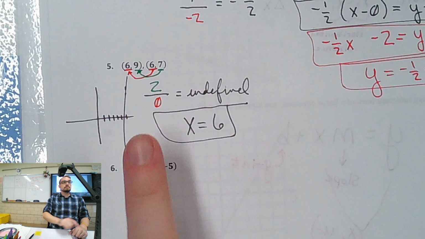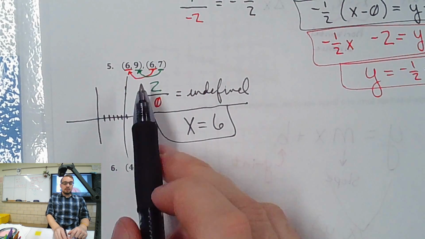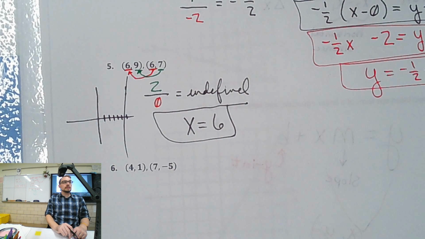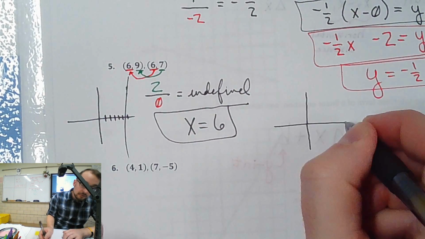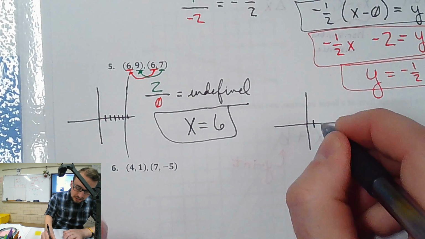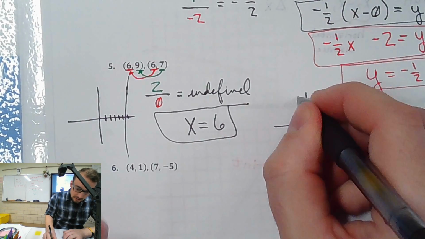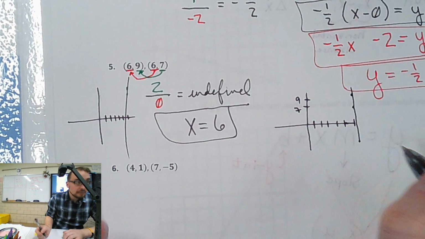Vertical line. It's a vertical line, right? The equation is going to be x equals 6 because all of the coordinates are going to have 6 for x. So whatever x is. Think about it. I have a vertical line that goes through 6, 7 and 6, 9. There's 6, there's 9, there's 7. So it's a vertical line, right?